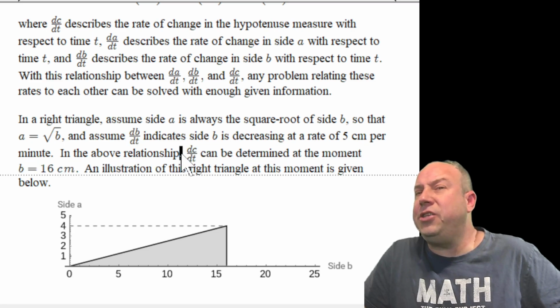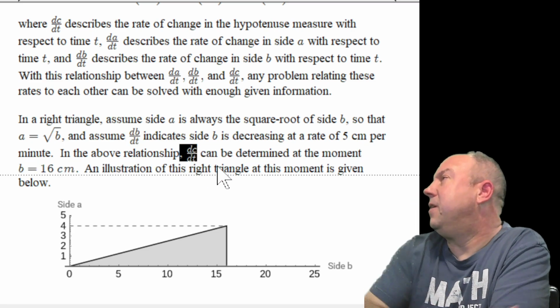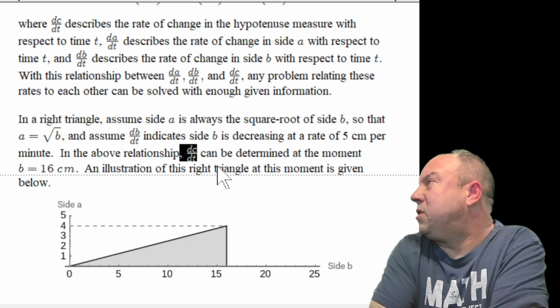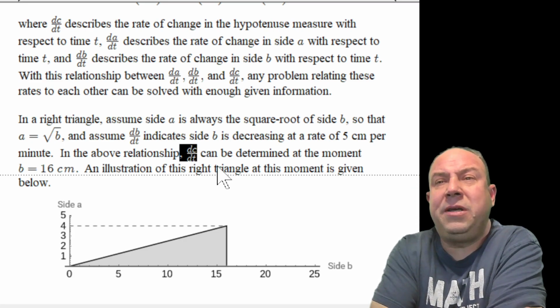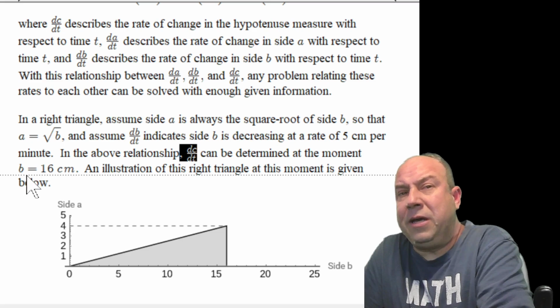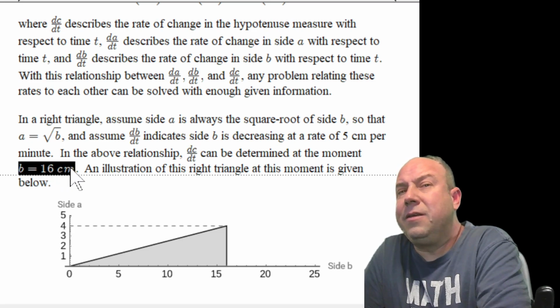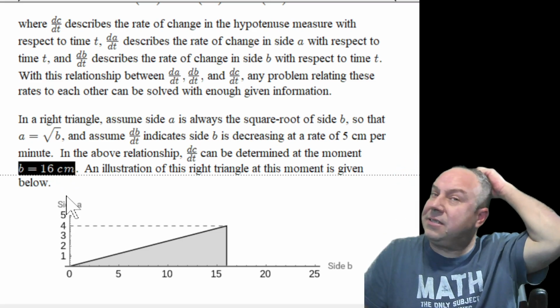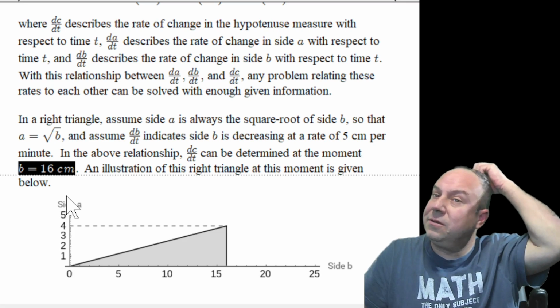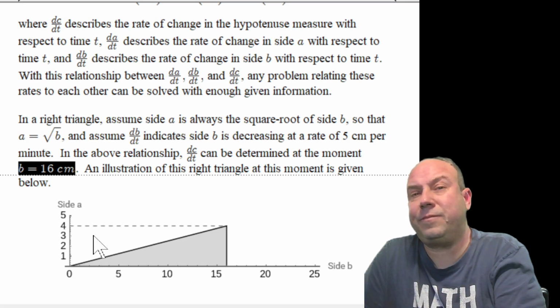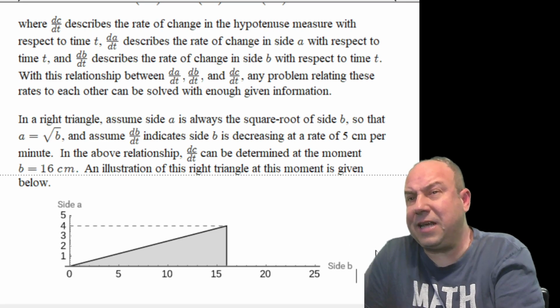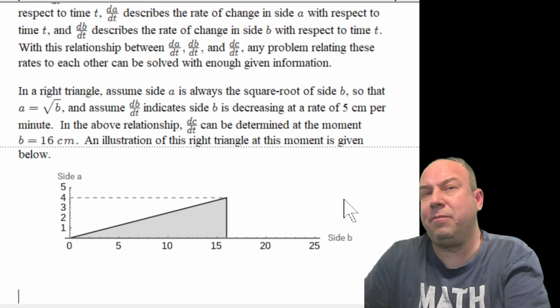the rate of change in the hypotenuse with respect to time t can be determined at the moment side B measures exactly 16 centimeters. Right? Let's see how that is done in the problem below.